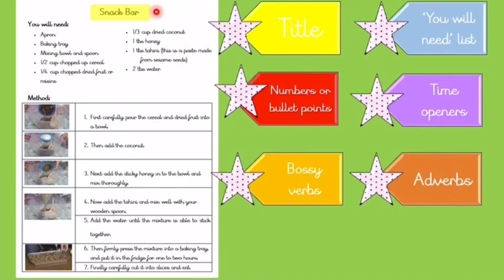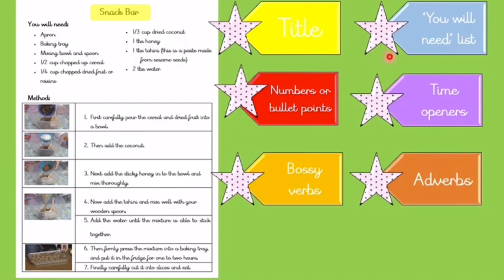Again, with yours, if you want to choose different colours, that's absolutely fine. If you do choose different colours, just write next to the colour which feature it is. So, for example, if you did this in red, then just write next to it, title, and then I know that anything in red is your title.